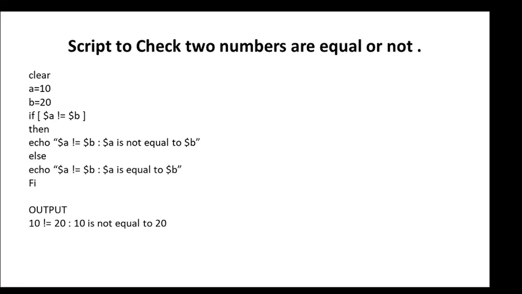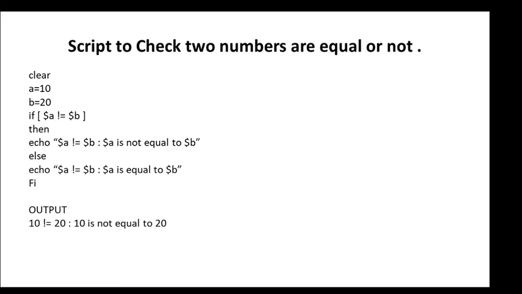For example, the numbers are already given, we don't need to give the input here. Numbers already given, 10 and 20. It is going to check whether 10 is not equal to 20. Yes, 10 is not equal to 20, that is true. The condition is true, so this statement is going to execute. What is $A? That is 10. 10 is not equal to 20, it will execute.